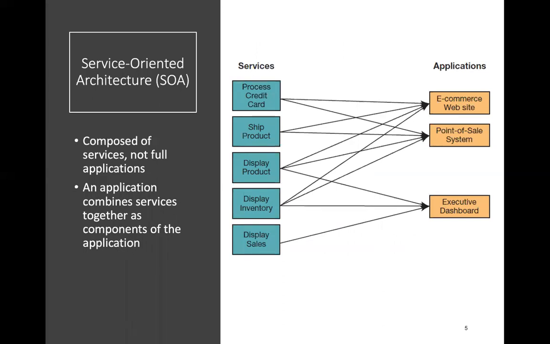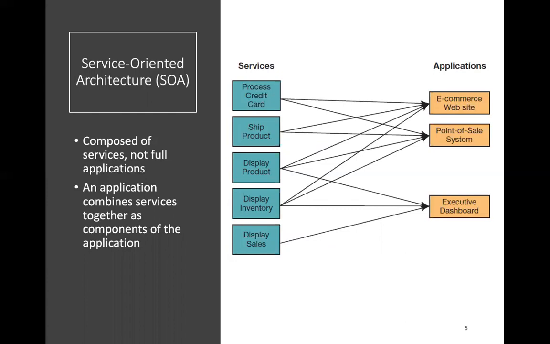They don't care. Let's look at e-commerce website and the point of sale system. They don't care what you do to provide that service. All they want is that service to be provided. So both the e-commerce website and the point of sale system, for example, use the process credit card. Okay, they both invoke the process credit card service.